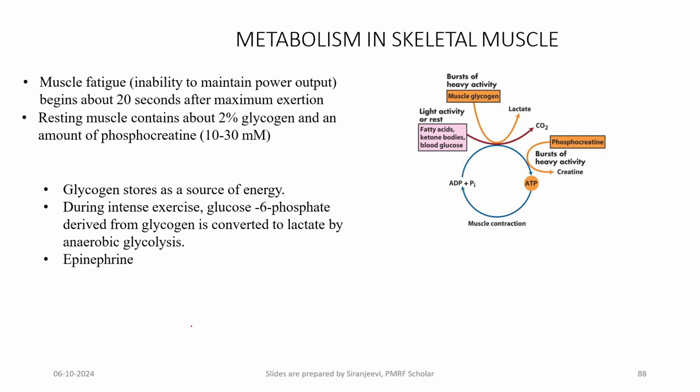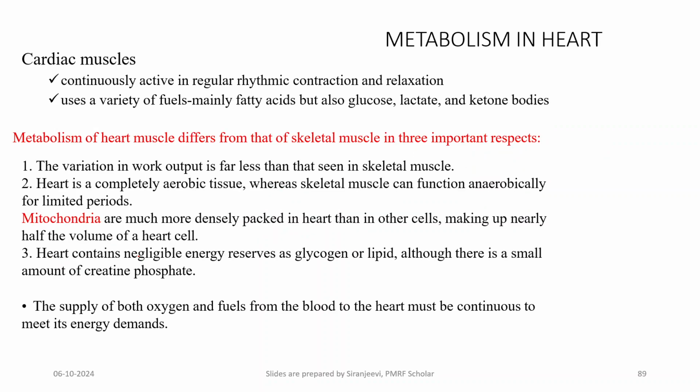In muscle fatigue, it usually begins about 20 seconds after maximum exertion. The resting muscle contains about 2% glycogen, and the amount of phosphocreatine would be around 10 to 30 millimolar. Here, glycogen is usually the source of energy. During intense exercise, the glucose 6 phosphate derived from glycogen is converted to lactate by anaerobic glycolysis, and this requires epinephrine stimulation.